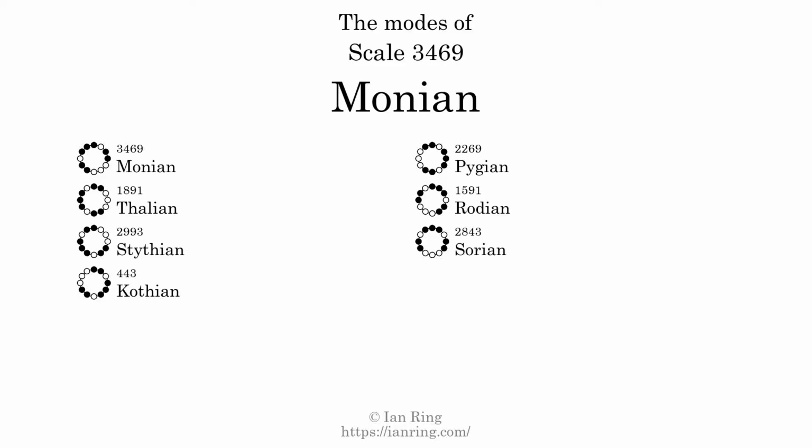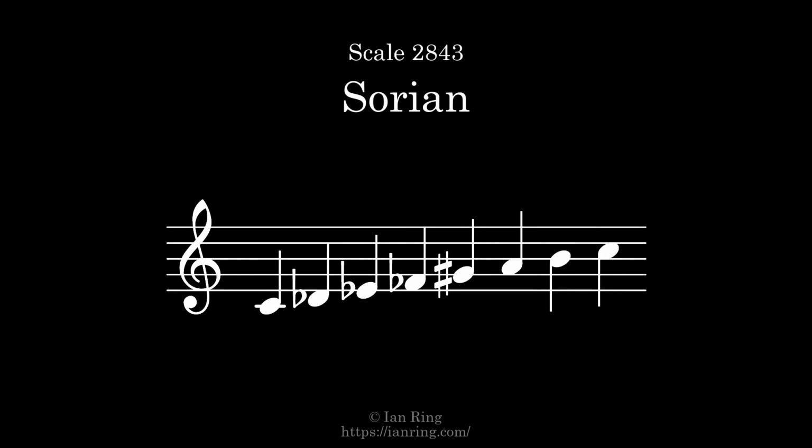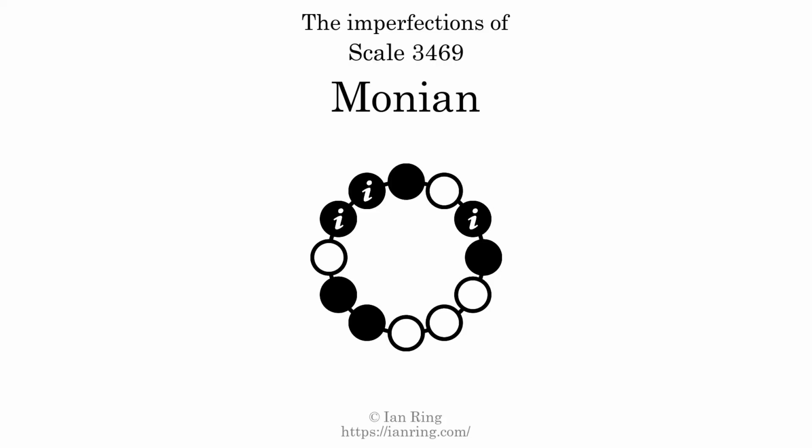The seventh and last mode is scale 2843, also known as Saurian. It sounds like this. Imperfections are tones that have no tone a perfect fifth interval above them. This scale has 3 imperfections. They are at positions here, here, and here.